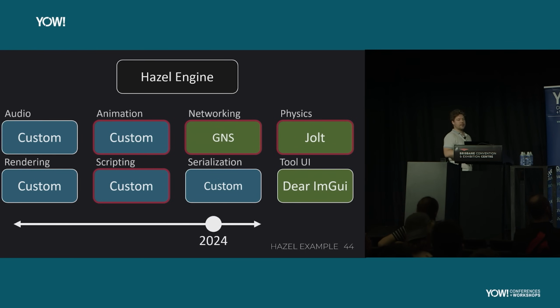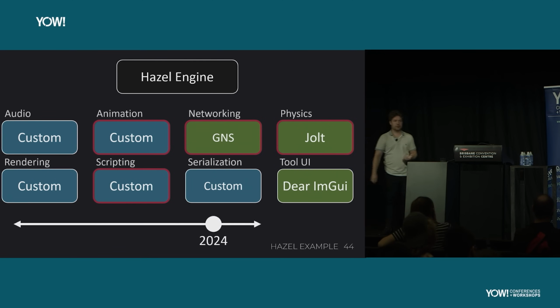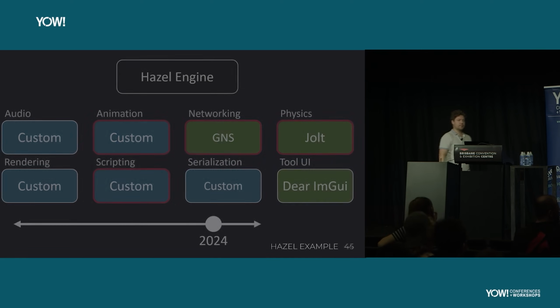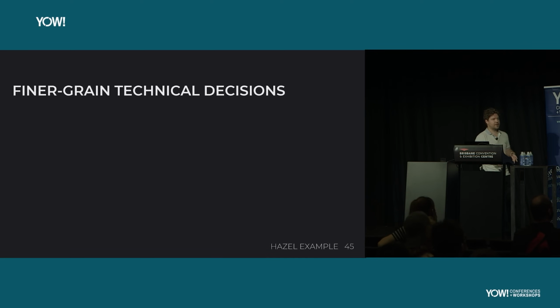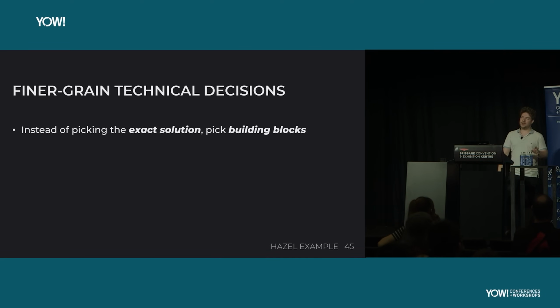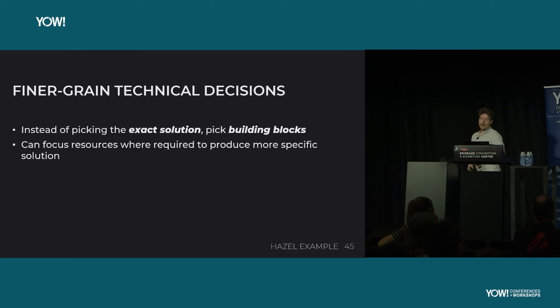Right, so we're able to go in and say, okay, the parts of the solution I don't like, I can just change those building blocks. It's all modular, I can just go in there and change it, whereas if we had picked an existing solution, like Hazel Engine up there, that didn't suit our needs, then of course we'd have to pivot entirely from that, and that could be much more disastrous and less customizable. So that's what I mean by this concept of making finer grain technical decisions. Instead of picking the exact solution, we can pick the building blocks that make it up. And it allows us to focus our resources where required to produce a more specific solution, right?